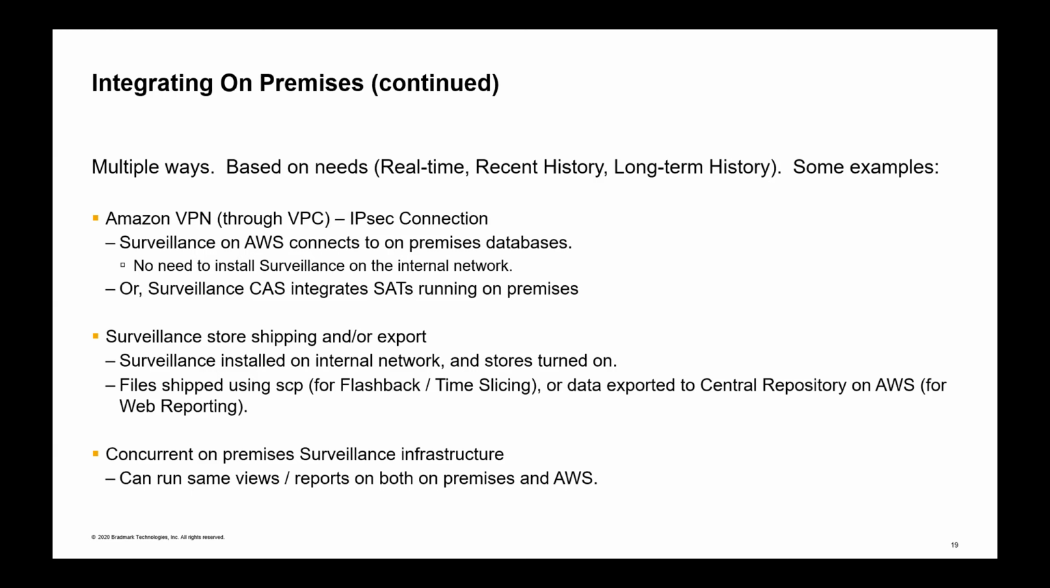Or you can just have the surveillance CAS out on the cloud side and then integrate to stats that are running on premises. That provides a nice seamless way and anywhere access to the stats that are on premises, which can then collect the data locally. If you're just looking for recent history or long-term history, another option is to ship our local stores if you're just interested in recent history, or to export data to a database on AWS, in which case we'd have web reporting available up on the cloud instance.